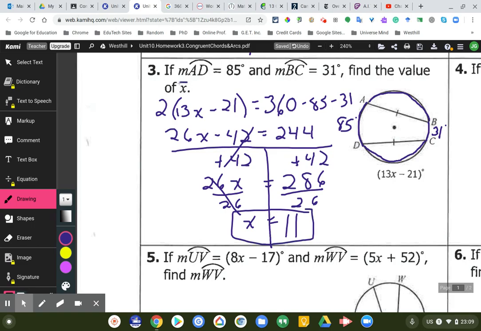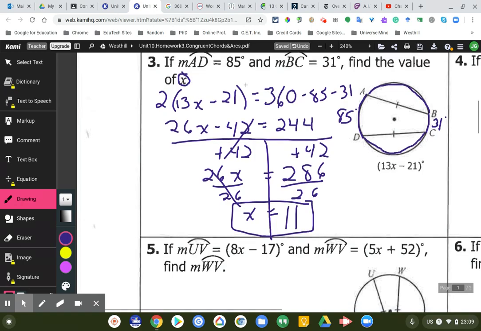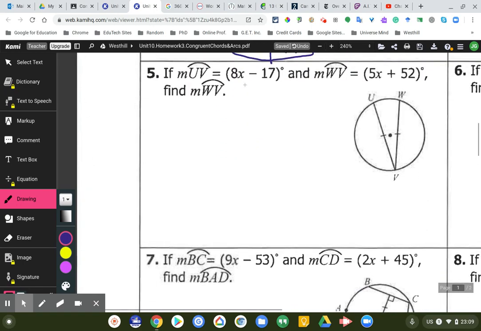Just find x. Okay. Number 5. Measure of arc UV. UV. Okay, this one.